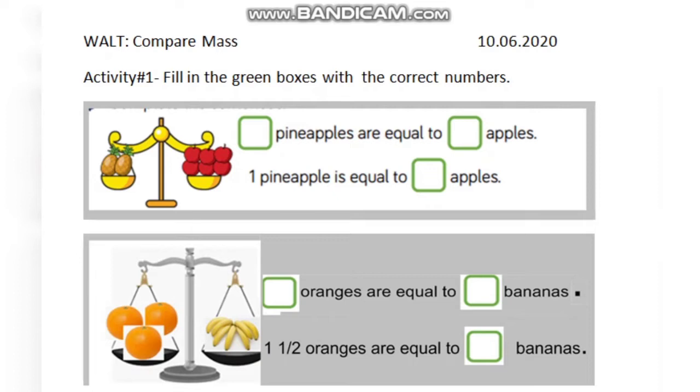We have to do the same thing with the oranges and the bananas. So we've got 3 oranges on the left side, 7 bananas on the right side. We'll fill those into the green boxes. And now we'll think, if we divide 3 by 2, we get 1.5 oranges. And we have the 7 bananas we have to divide by 2. How much will that be?